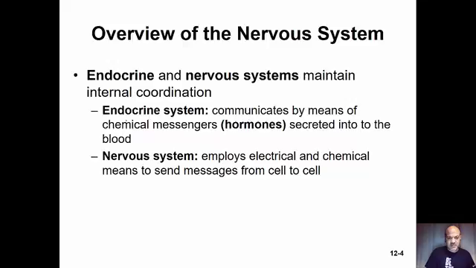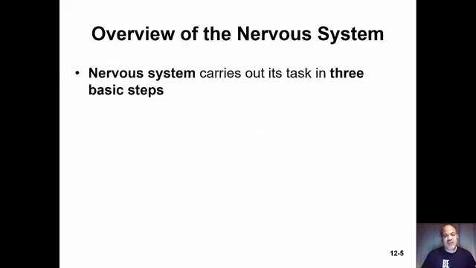Again, the endocrine system involves communicating by hormones, and any changes that occur due to these hormones throughout the body are going to be slower. The nervous system is going to employ electrical and chemical means to send messages from cell to cell, and it's much more rapid. The nervous system carries its tasks out in three basic steps.